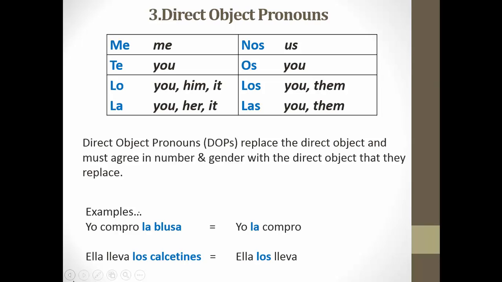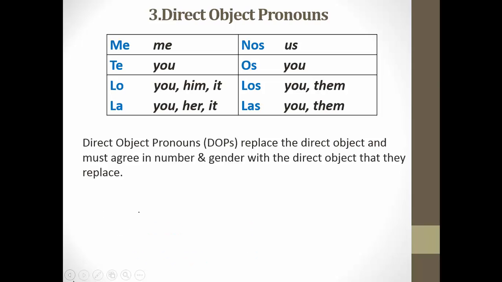Another example. Ella lleva los calcetines. She wears the socks. She wears what? Them. Ella los lleva. So los would be the direct object pronoun that would replace calcetines, and la would be the direct object pronoun that would replace blouse.